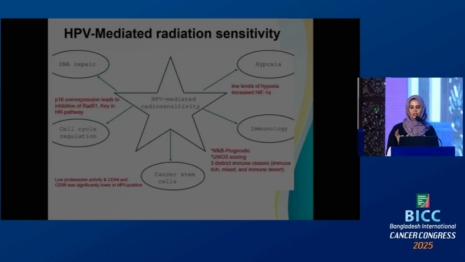So, HPV-mediated radiation sensitivity. Why are these tumors sensitive to radiation, and we may consider lowering the dose? It's maybe because the virus disrupts the DNA repair of the cancer cell, so the cancer cell cannot repair itself. Also, the virus arrests the cell cycle at G2M phase, so it's easier for radiation to work. Also, they reduce hypoxia. And also, we know that if there is a virus, the immune system is activated, so radiation can work in a better environment.